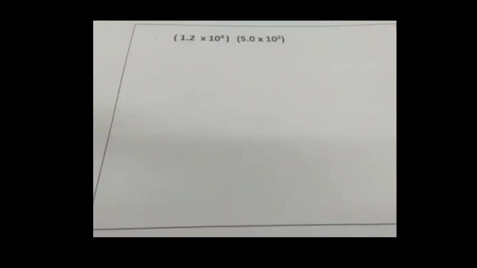Example number 4. 1.2 times 10 to the power of 4 times 5.0 times 10 to the power of 2. So the parenthesis here means the operation is multiplication. So for multiplication of numbers with scientific notation, we can apply the product of a power.